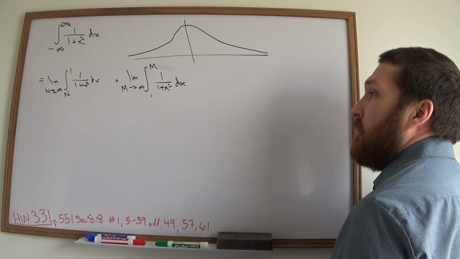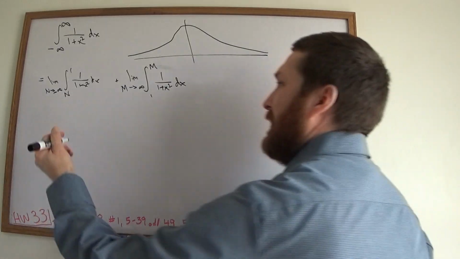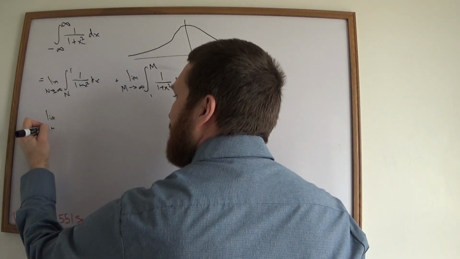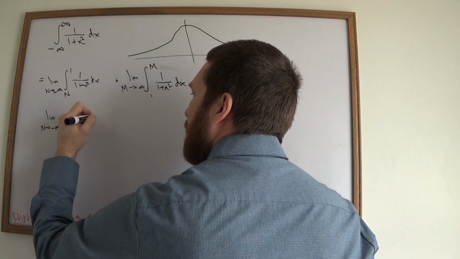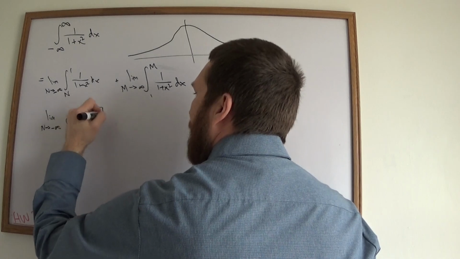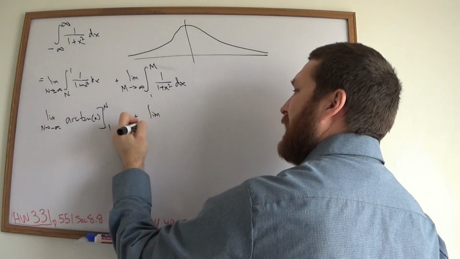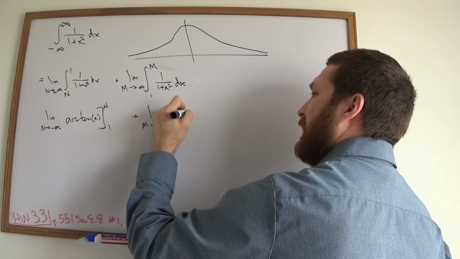What's the antiderivative of this guy? Oh, it's tangent. Not tangent. Oh, arctangent. Arctan. Okay. So this is the limit as n goes to negative infinity of arctan. I'll do it this way.